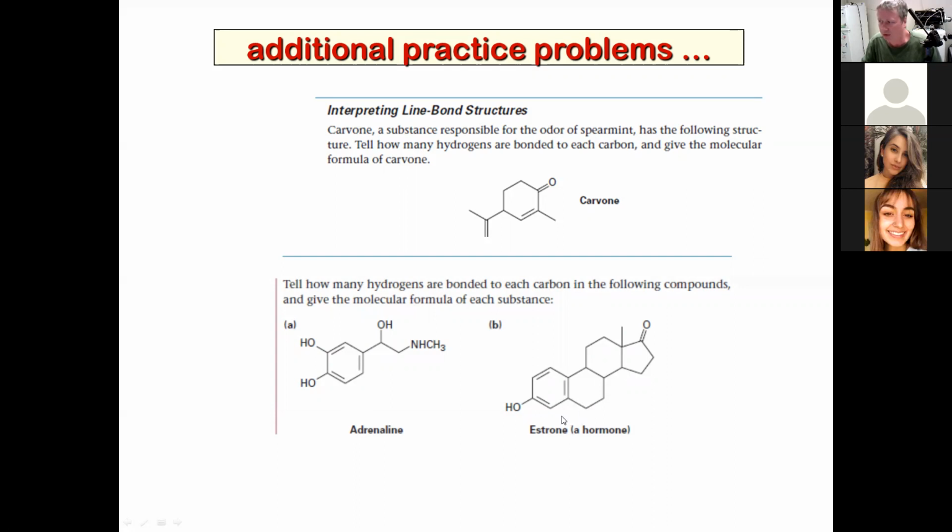Estrone is a steroid hormone. How many carbons? Okay, I see 6, 7, 8, 9, 10, 11, 12, 13, 14, 15, 16, 17, 18 carbons. How many H's are there? 1 is a CH, 2, 3. And then any H's at these positions? No H's here, because that would be more than 4 bonds to carbon, right? So it's like CH, CH, CH, CH2, CH2, CH, CH, CH2, CH2, CH3, CH, CH2, CH2. If you add all that up, you can get the molecular formula.